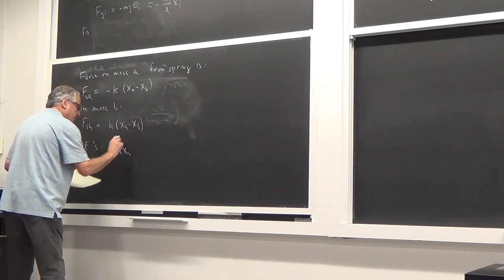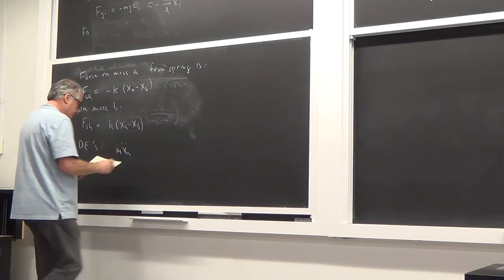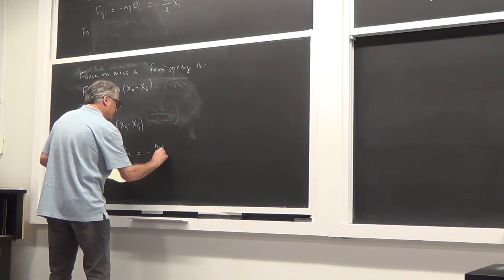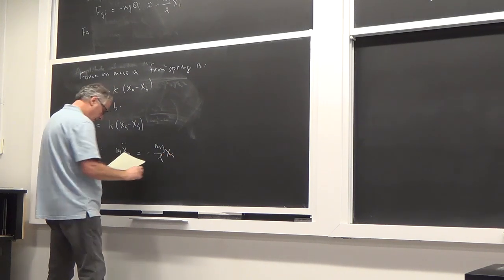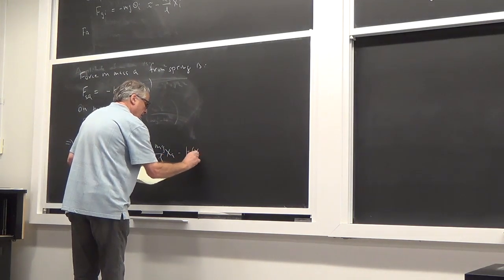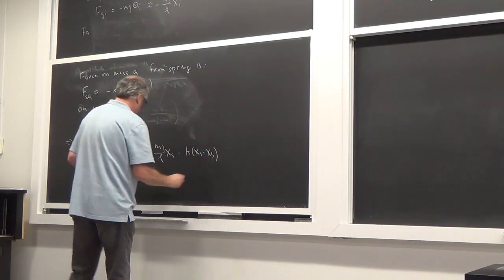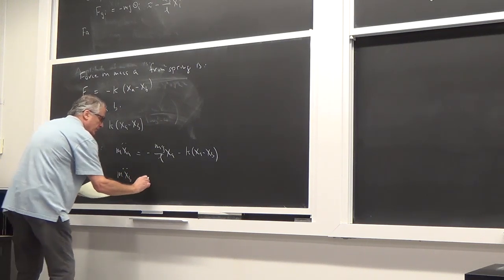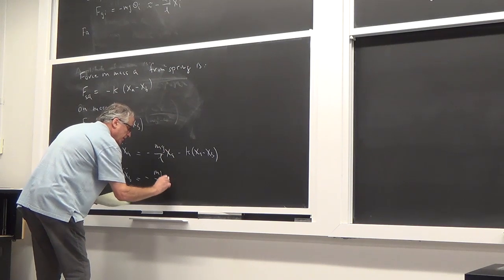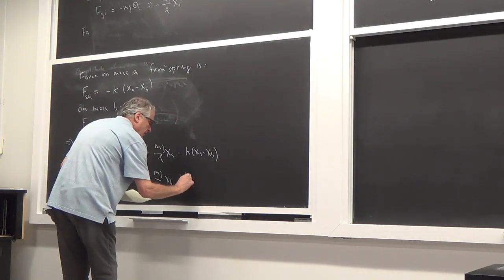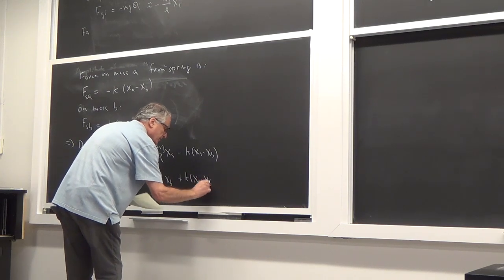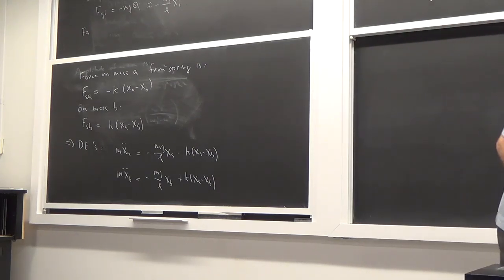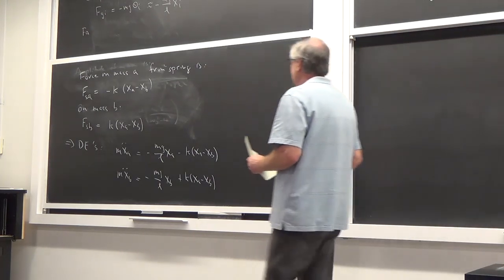m x sub A double dot, so Newton's law, is equal to the restoring forces: minus mg over L x sub A minus k times x sub A minus x sub B, and m x sub B double dot is equal to minus mg over L x sub B plus k times x sub A minus x sub B. Okay, we're making progress.